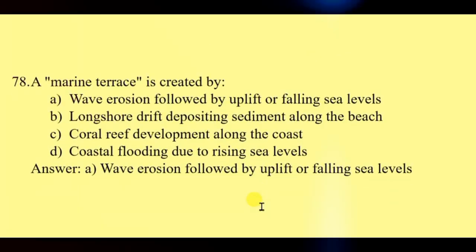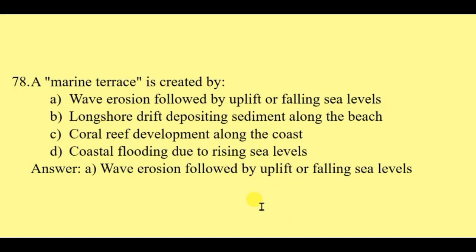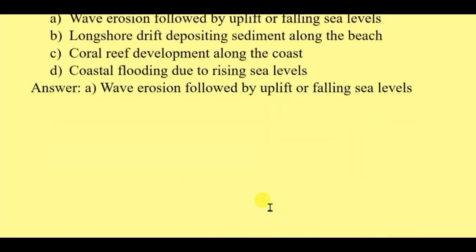Question 78. A marine terrace is created by wave erosion followed by uplift or falling sea levels, longshore drift depositing sediment along the beach, coral reef development along the coast, coastal flooding due to rising sea levels. Then the correct answer will be wave erosion followed by uplift or falling sea levels.